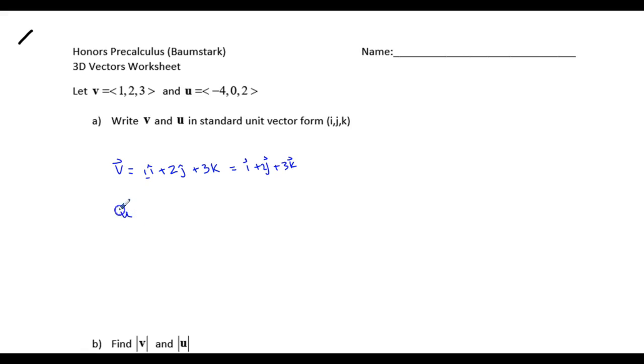And then the u, in standard unit vector form, is just going to be -4 in the i direction plus 0 j's plus 2 k's. And again, I don't actually need to write that, so I could just write this as -4i plus 2k.